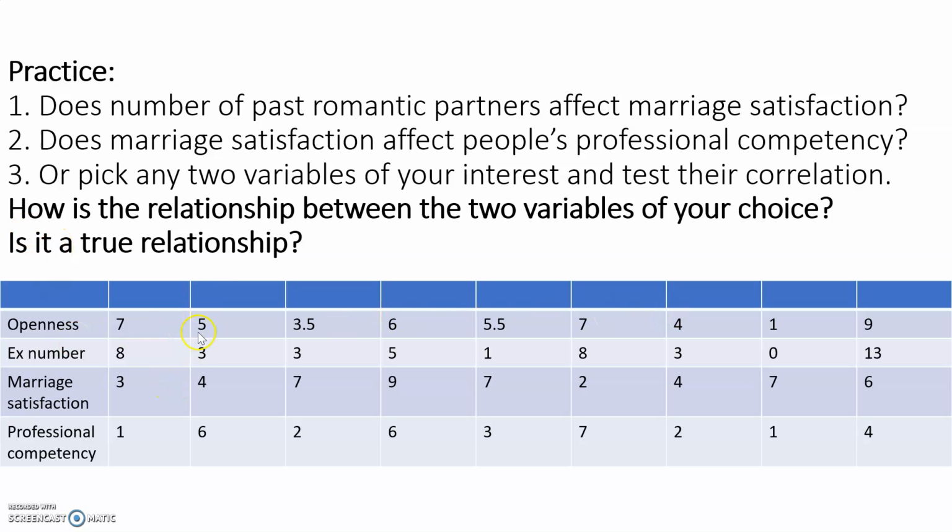And here I have the data set for you. We have 9 people, and each person provides 4 data points: their openness personality, how many exes they had in the past, their marriage satisfaction, and their professional competence. Pick 2 and examine their correlation coefficient, and I'm looking forward to your answers.